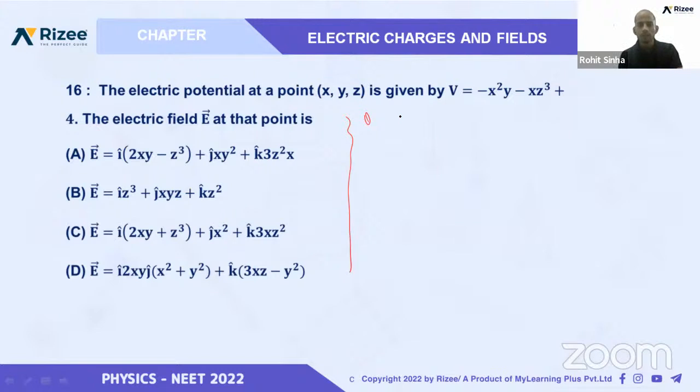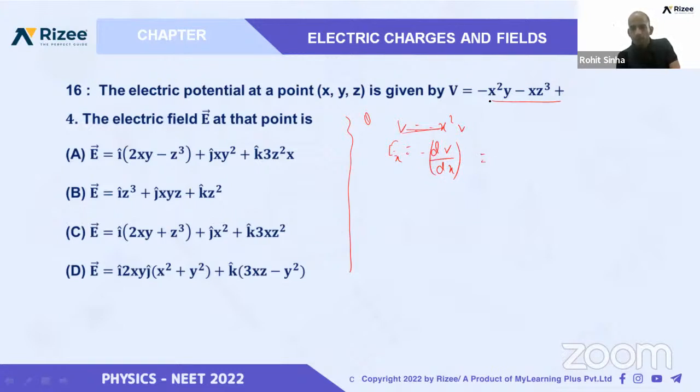It is given that V is equal to minus x squared V, like that, it is given here. Okay, then they got answer C, option C. Okay, let me check it. To find E, we know that we have to first find EX. EX means minus dV by dx, like this. And then we multiply by i cap.